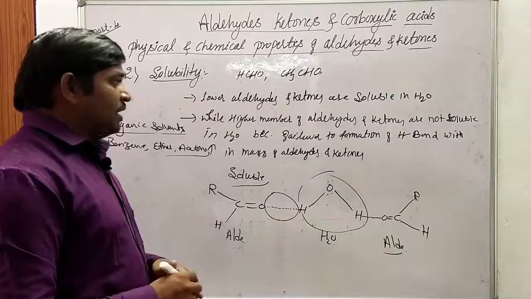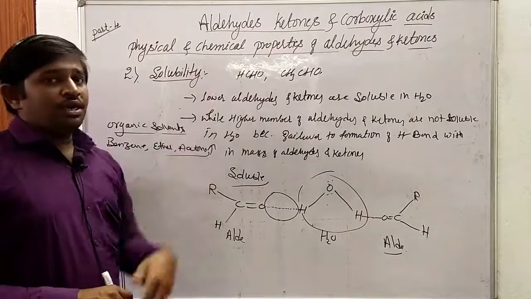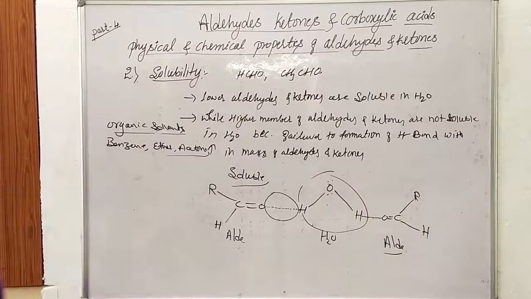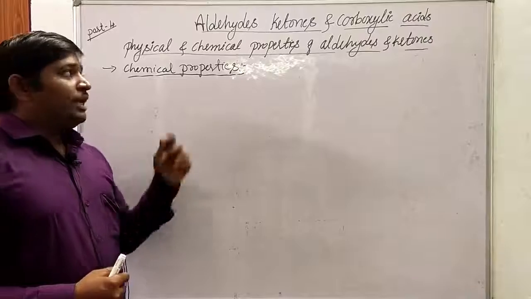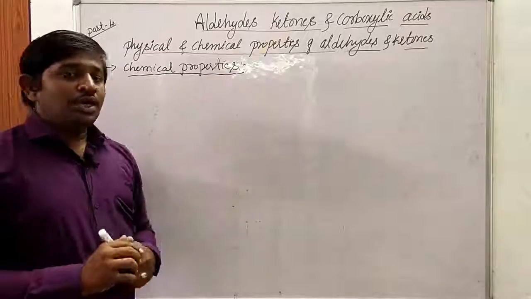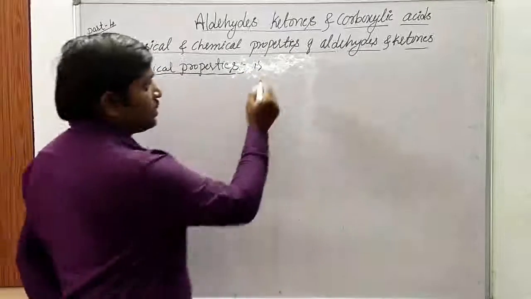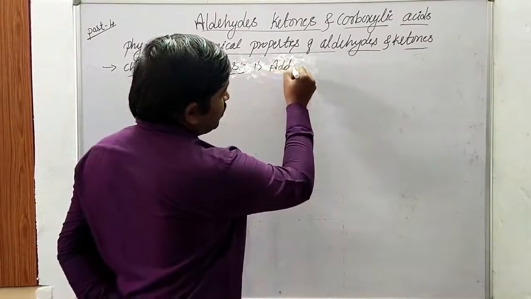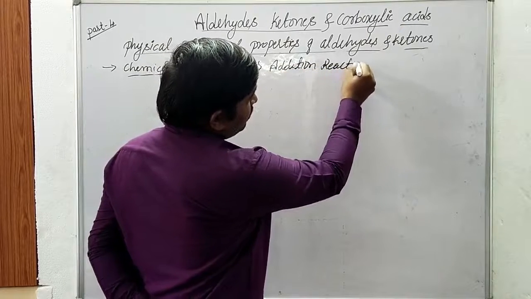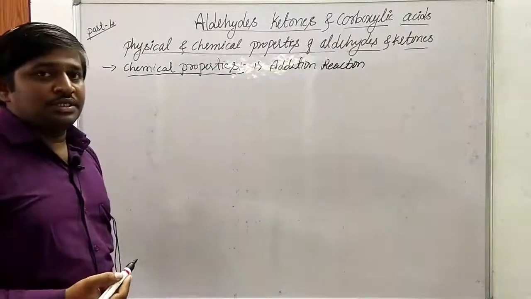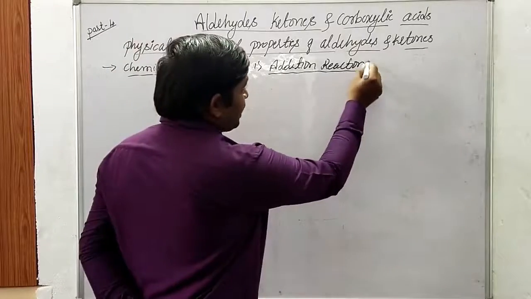Next, let us consider the chemical properties of aldehydes and ketones. Dear students, in chemical properties we can observe two types of important chemical reactions. One is addition reactions, and the second is condensation reactions. First, let us discuss the addition reaction. So what happens in an addition reaction?